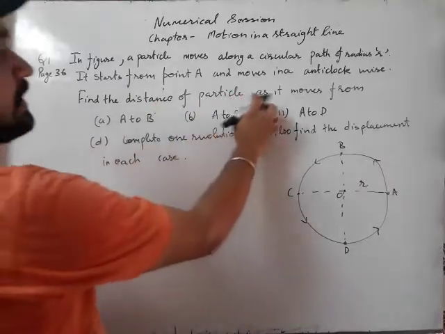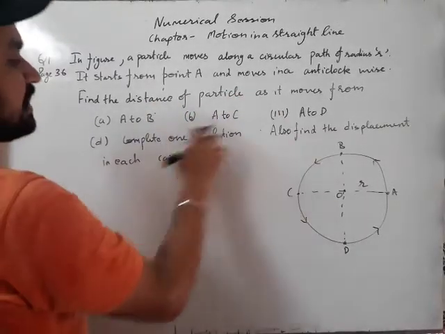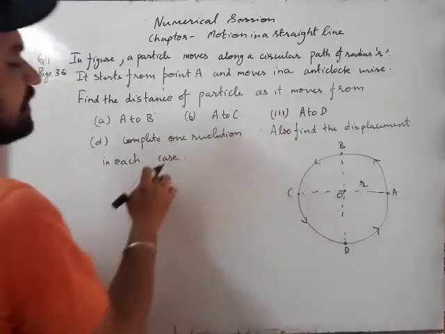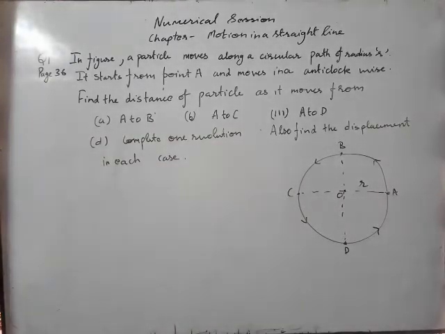Find the distance of the particle at these 4 intervals, and also find the respective displacement for all the 4 intervals. That's the discussion regarding the question. Now we will start with the solution.